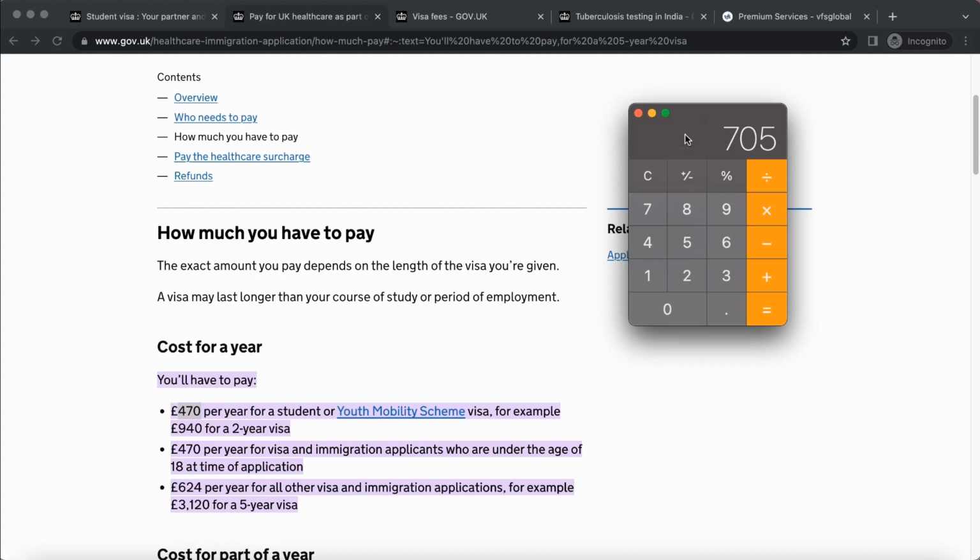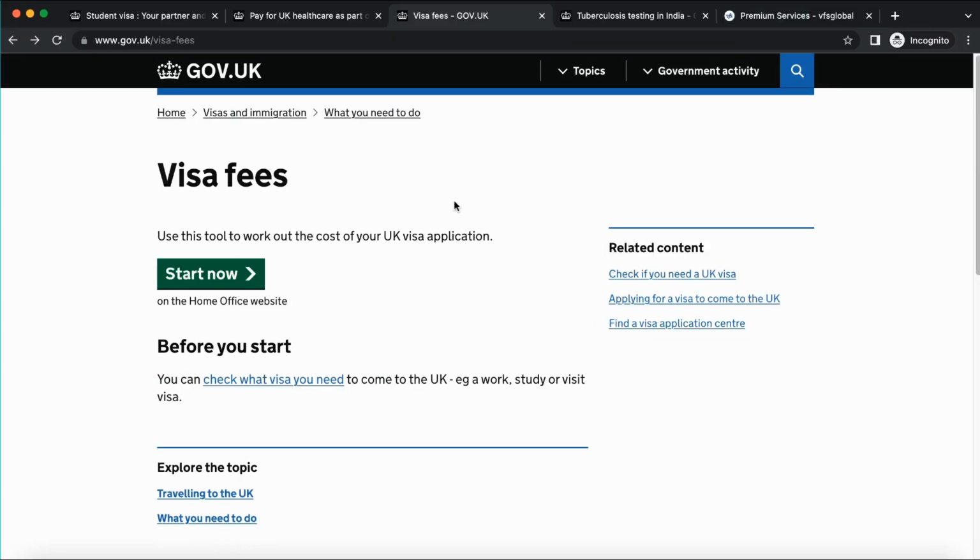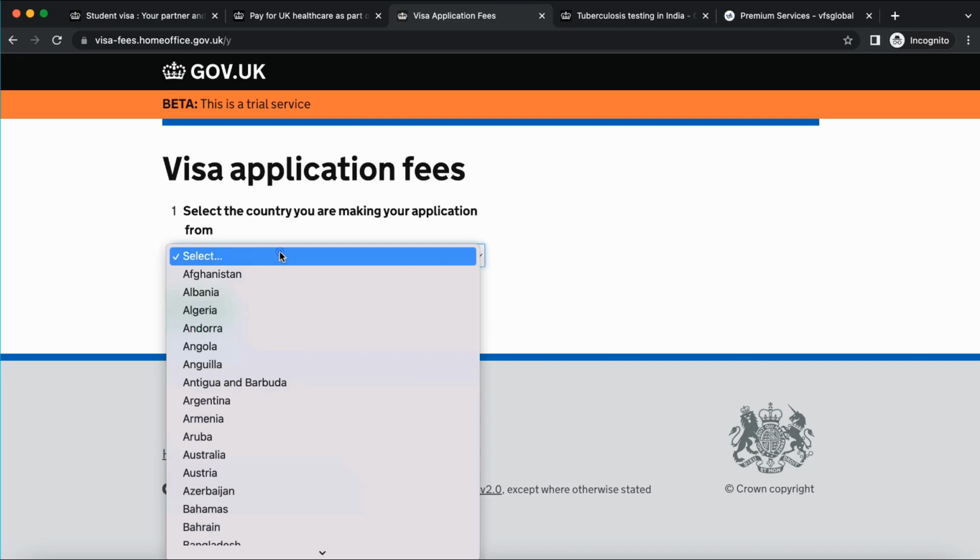So accordingly, it depends on how long your course is, whether it's for 3 years, 1 year, 2 years, or 5 years. The calculation would happen, and you can use this link to get the updated or the most recent costing directly from the government website. Talking about the visa fees, this is the URL that you can use to calculate your visa fees, because it depends on country to country. So let's do a calculation for India.